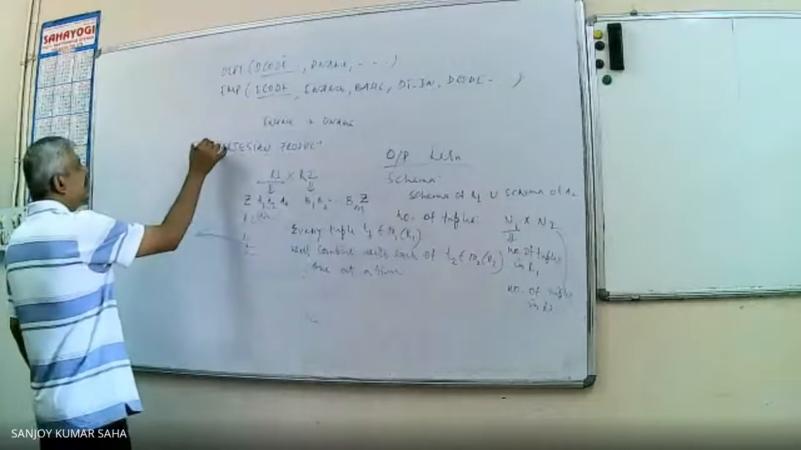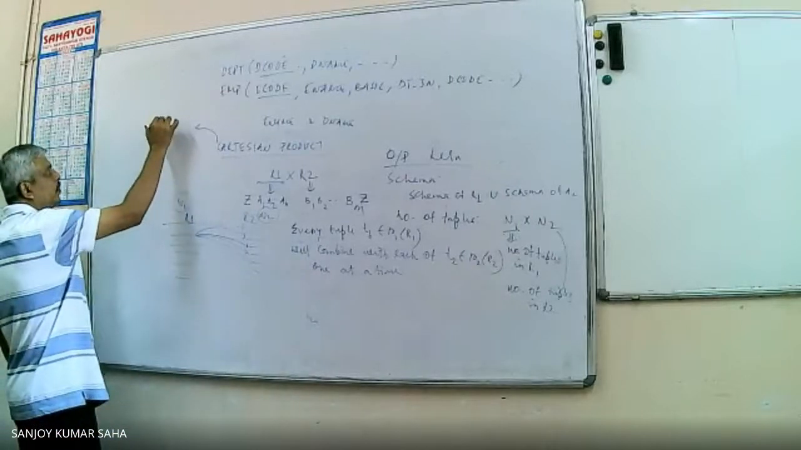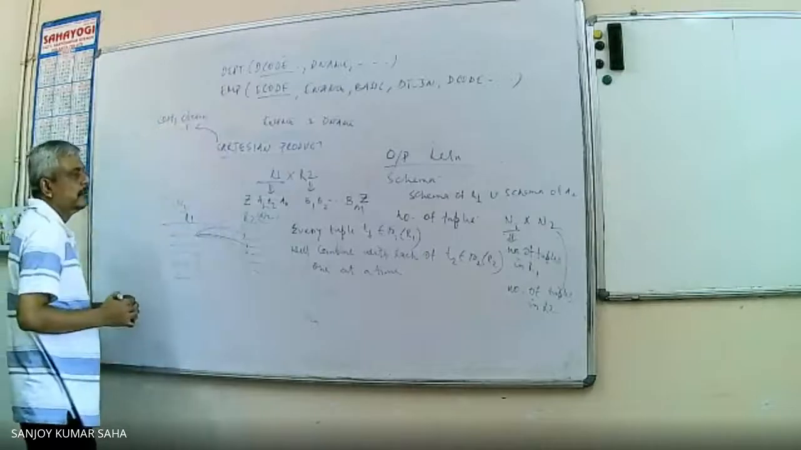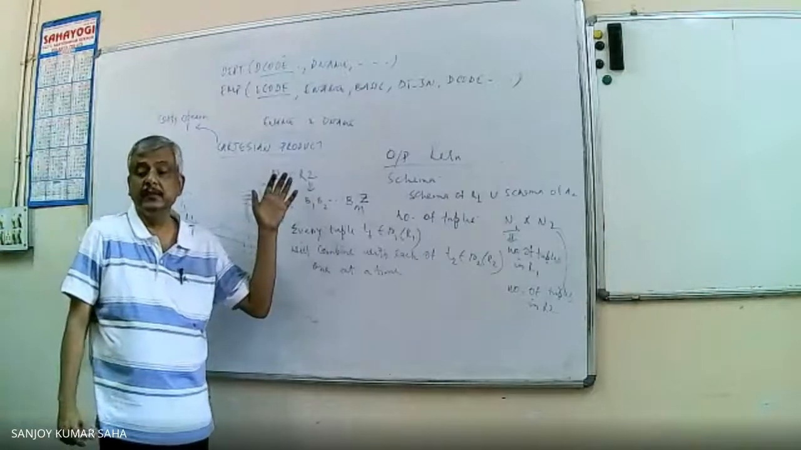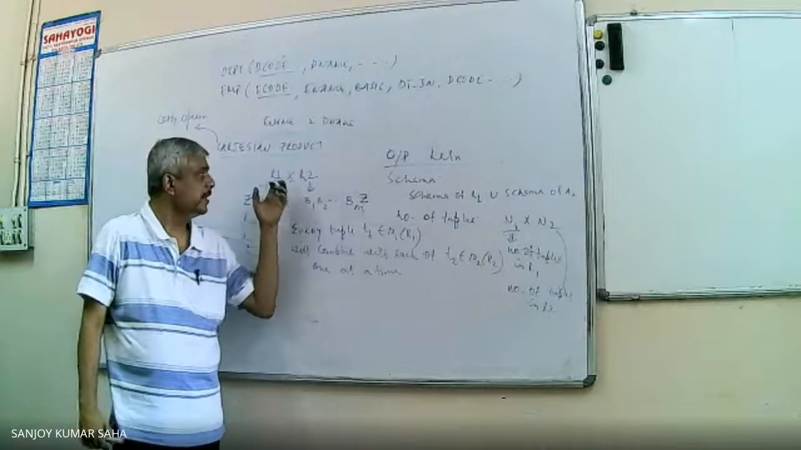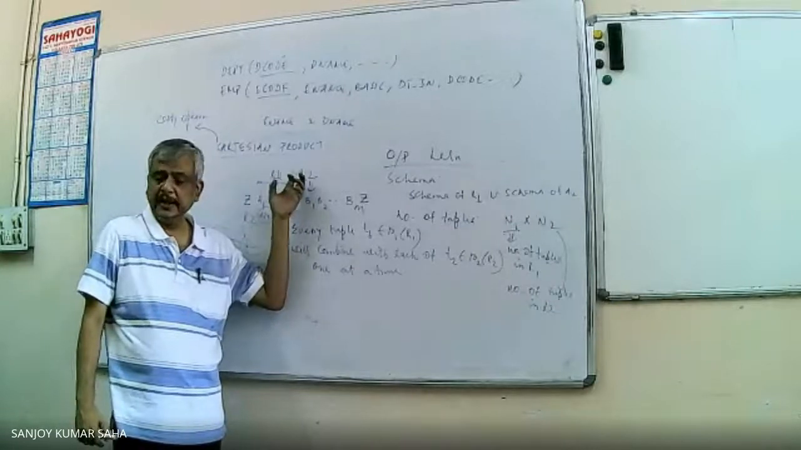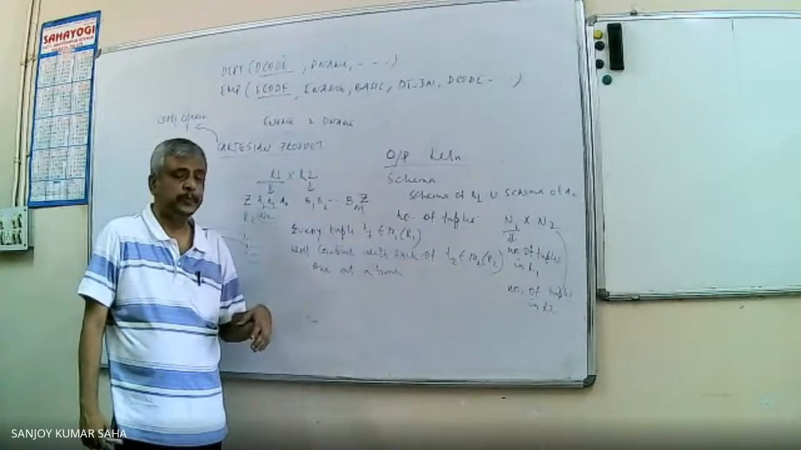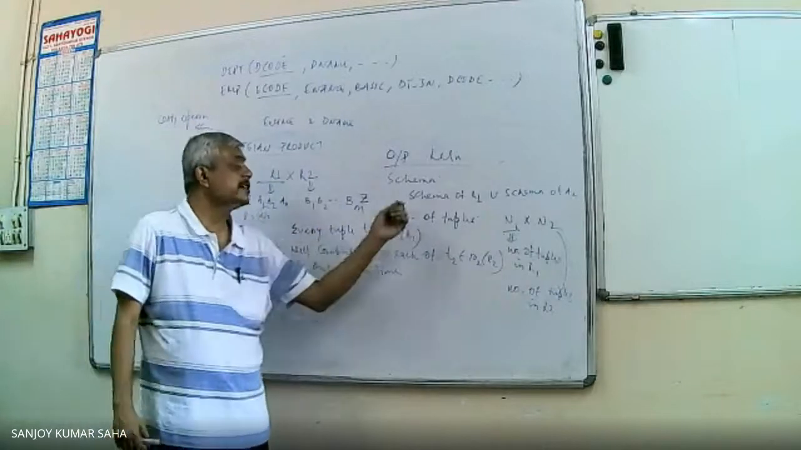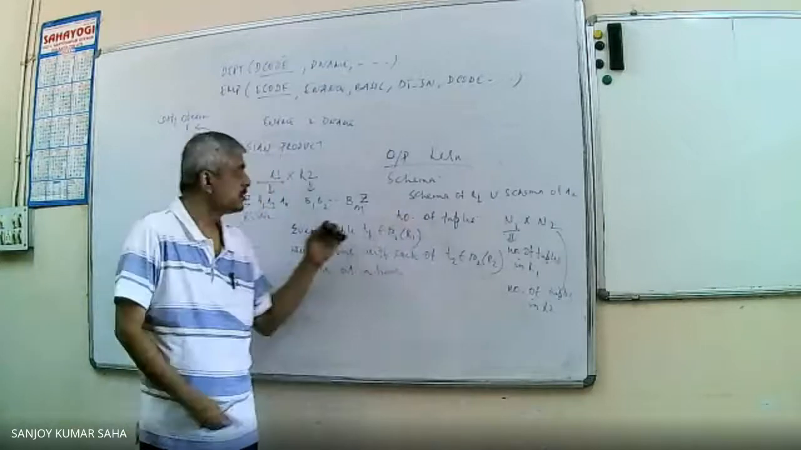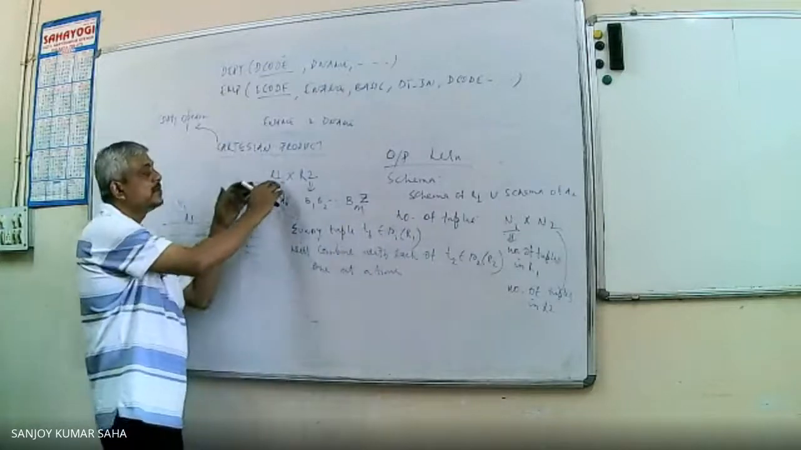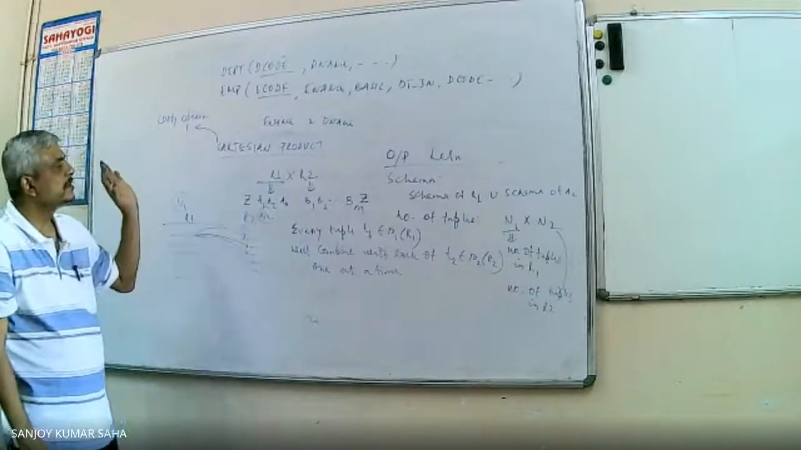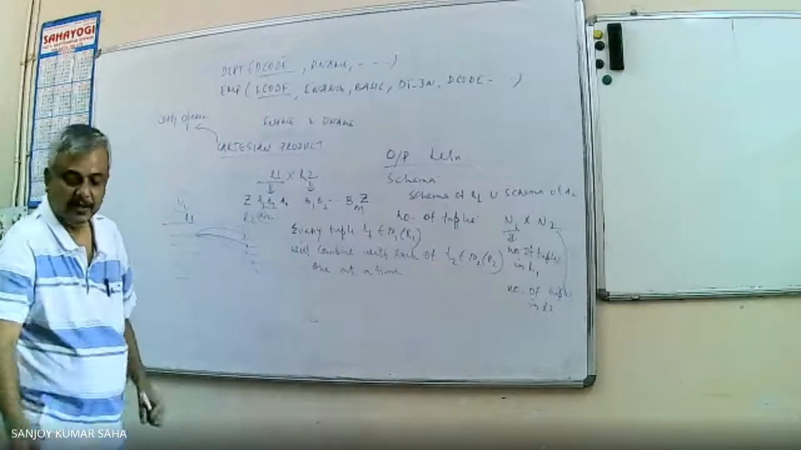So see one thing, Cartesian product is a costly operation. The size of the result will be much larger than the individual relations taking part in the operation. We will be getting n1 into n2 number of tuples, and the size of one tuple is also large because the schema becomes the union of the individual schemas. So Cartesian product is a costly operation.